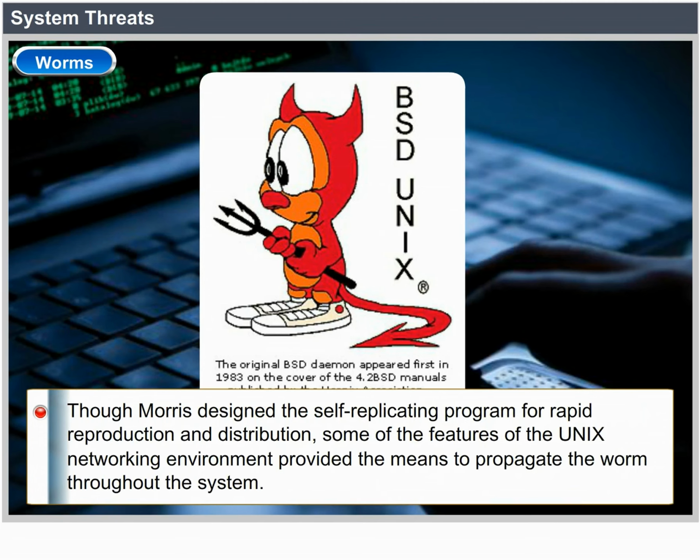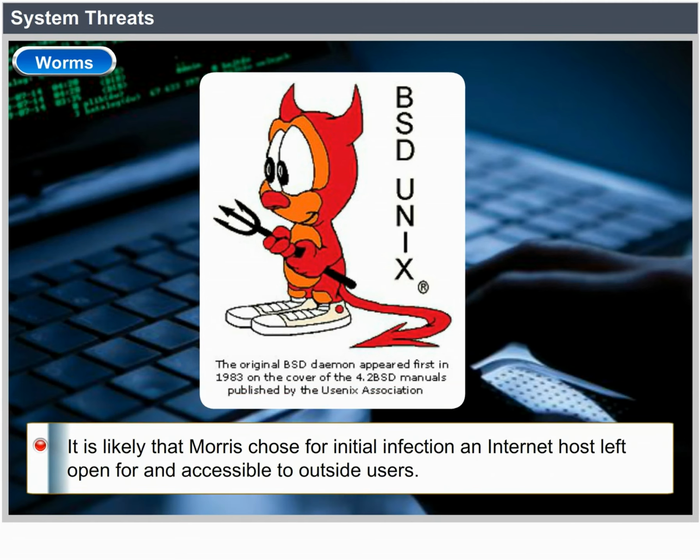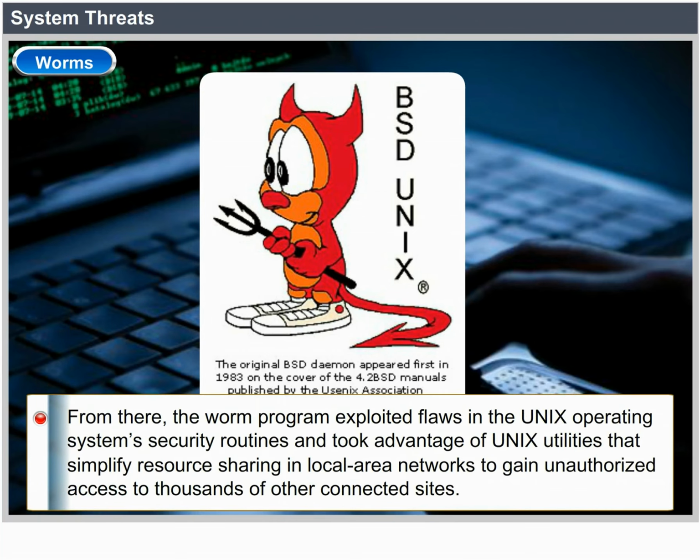It is likely that Morris chose for initial infection an Internet host left open for and accessible to outside users. From there, the worm program exploited flaws in the Unix operating system's security routines and took advantage of Unix utilities that simplify resource sharing in local area networks to gain unauthorized access to thousands of other connected sites. Morris's methods of attack are outlined next.